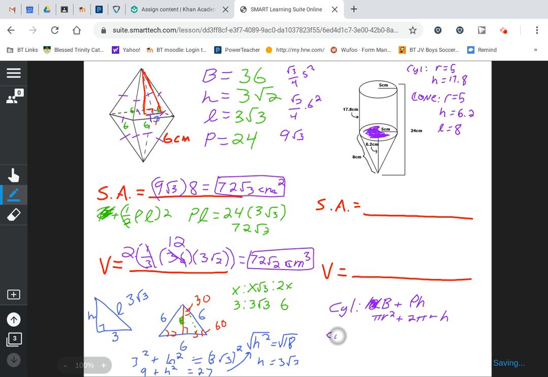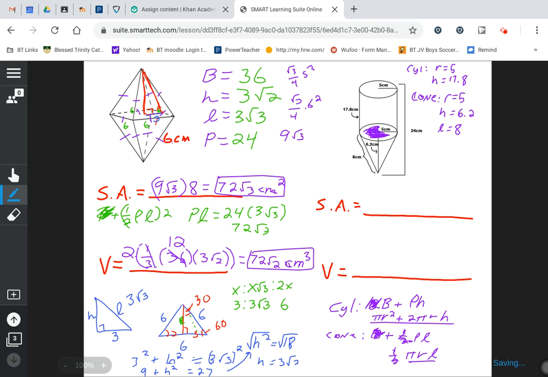For the cone, normally we would have B plus 1/2 PL. Well, again, that B is no longer there, so we really only have 1/2 PL. So if I convert it to the pi r's, it would be just pi r l, and that's all we need. So if you think about it, we're only going to use pi r squared plus 2 pi r h and the pi r l for my surface area.